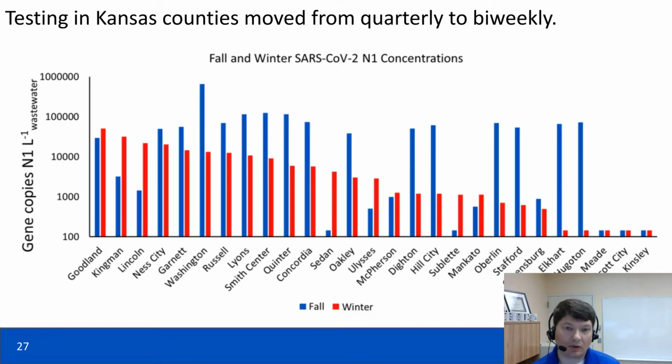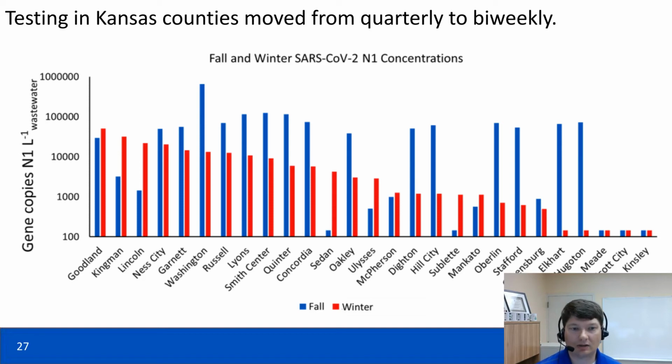One important thing this let us do is change the testing frequency. When we first started, testing was mostly quarterly. I'll show in a few moments that if you really want to detect these trends, you've got to be much more frequent than that. The automated platform allowed us to move to at least biweekly testing, if not more frequent.